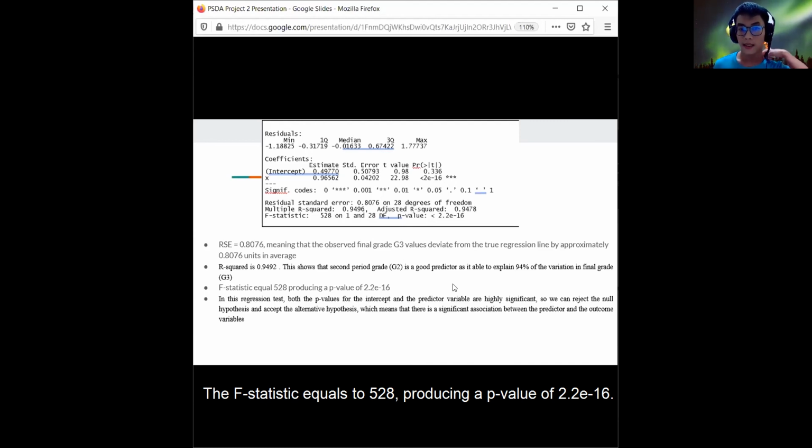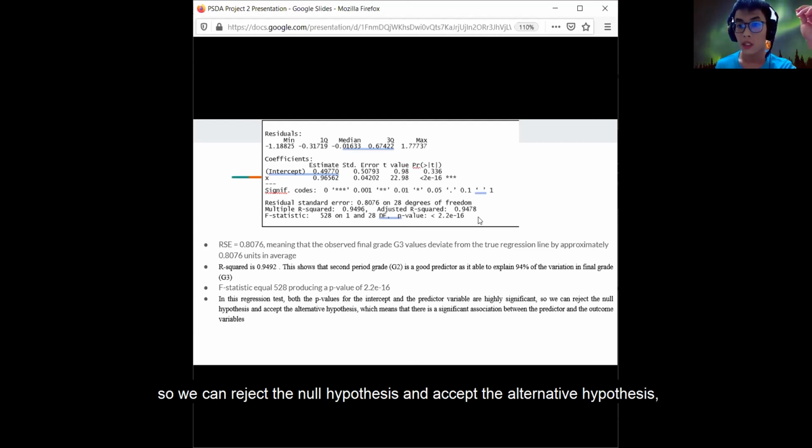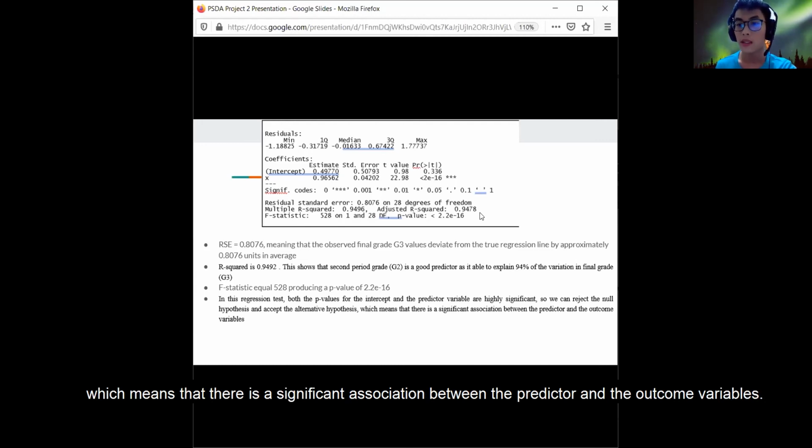The F statistic equals 528, producing a p-value of 2.2e-16. In this regression test, both the p-value for the intercept and the predictor variable are highly significant. So we can reject the null hypothesis and accept the alternative hypothesis, which means that there is a significant association between the predictor and the outcome variable.